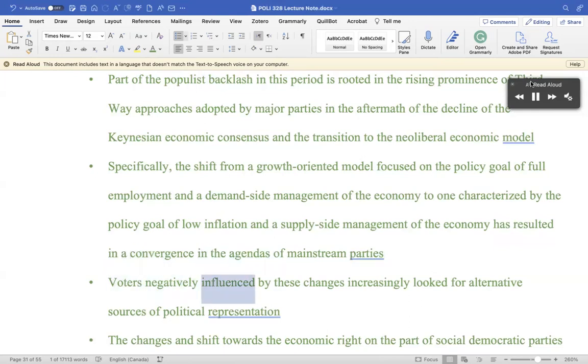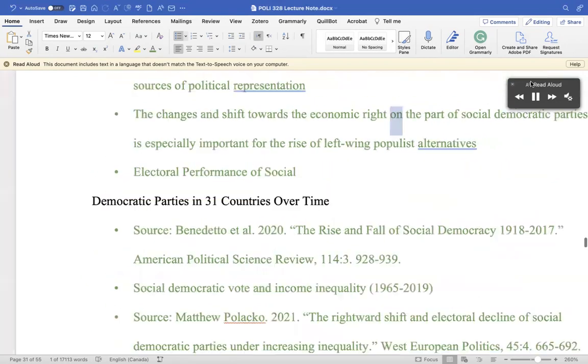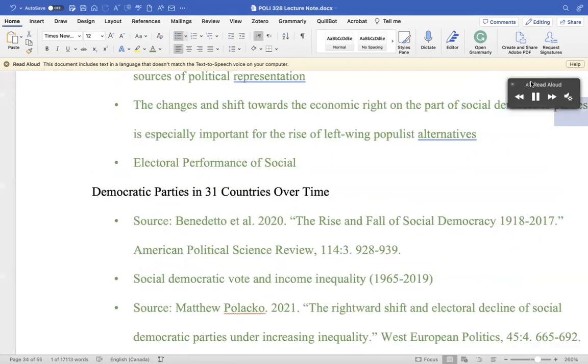Voters negatively influenced by these changes increasingly looked for alternative sources of political representation. The changes and shift towards the economic right on the part of social democratic parties is especially important for the rise of left-wing populist alternatives.